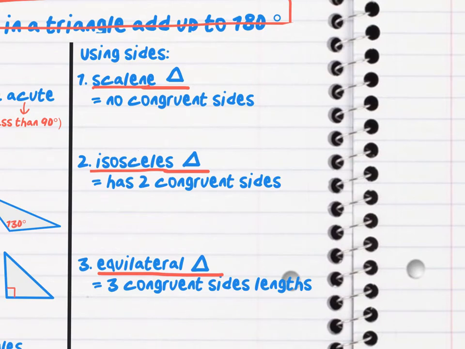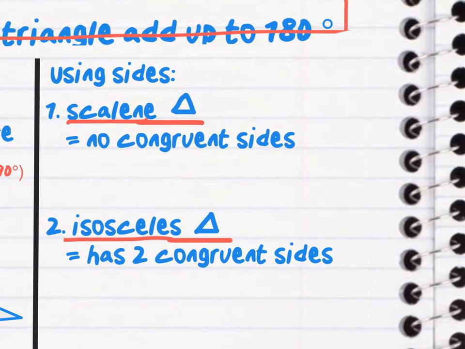On the right side of your paper, we're going to write these 3 vocabulary words that are words we use to describe a triangle using its sides. So for the first one, we're going to look at the scalene triangle. The scalene triangle has no congruent sides.